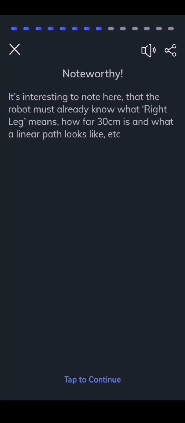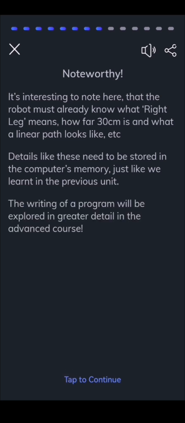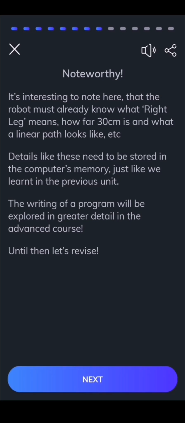It's interesting to note here that the robot must already know what right leg means, how far 30 centimeters is, and what a linear path looks like, etc. Details like these need to be stored in the computer's memory, just like we learned in the previous unit. The writing of a program will be explored in greater detail in the advanced course. Until then, let's revise.